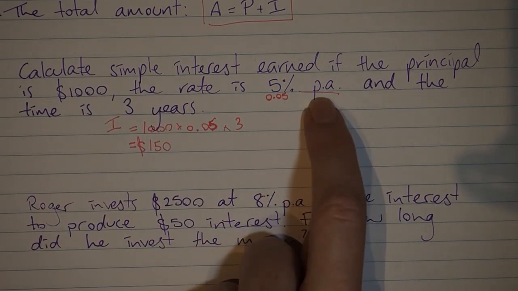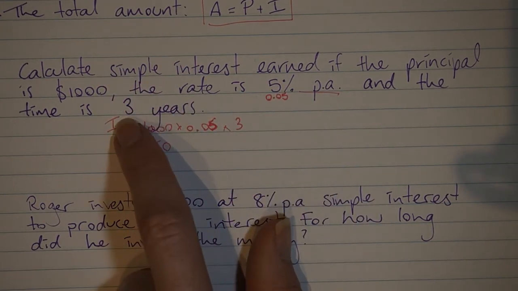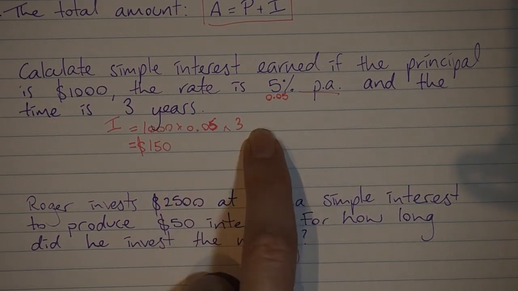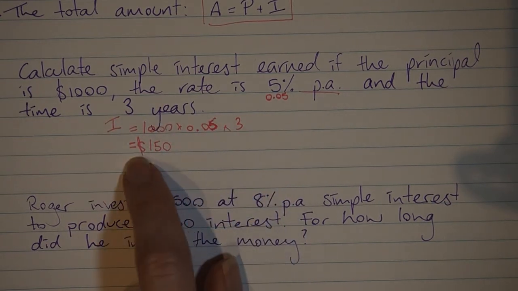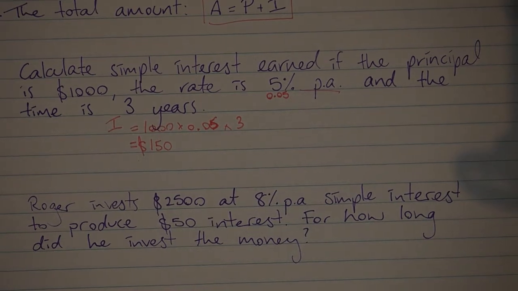So because our 5% per annum means per year, and 3 years, they match up, so we don't need to do any adjustments, so times 3, and that ends up as $150 with the calculation. So what that means is $150 of interest is earned on that investment after a period of 3 years.